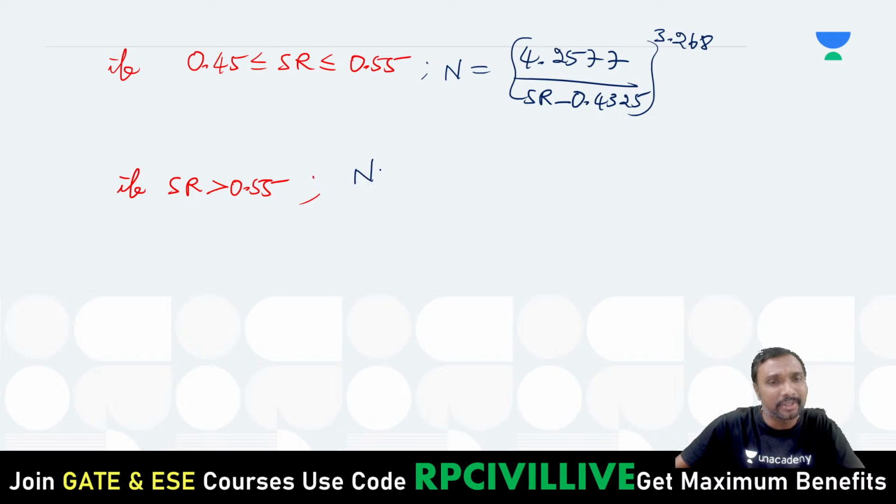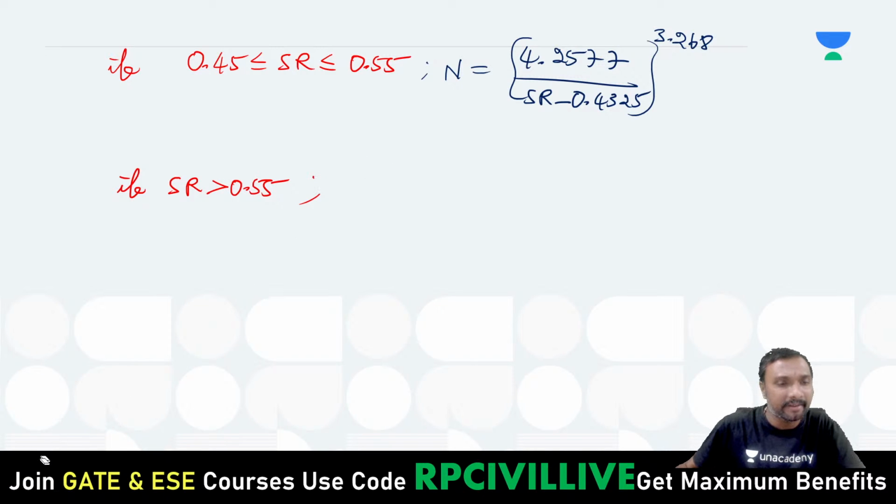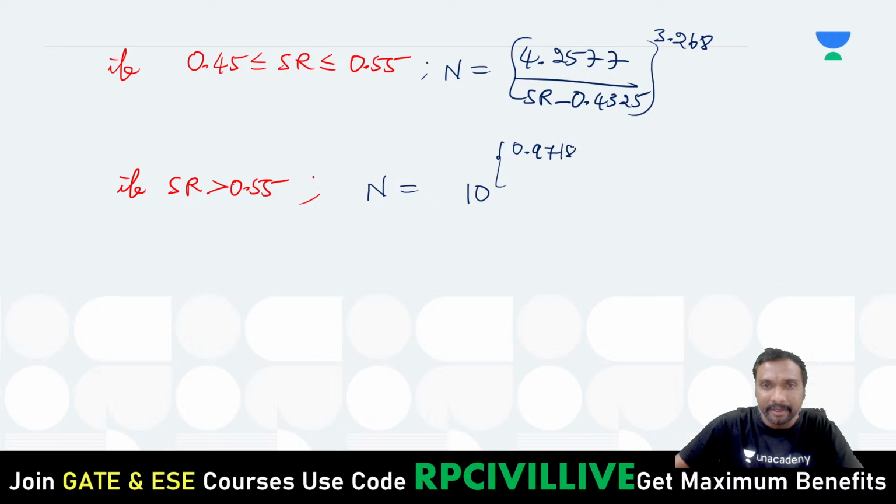And here, if the stress ratio is greater than 0.55, what is the fatigue life N given? That is given as log N to the base 10. I'll write that directly as the N value, it is better. N is equal to 10 power, (0.9718 minus the stress ratio) divided by 0.0828, like that. So this is what you are having, right?